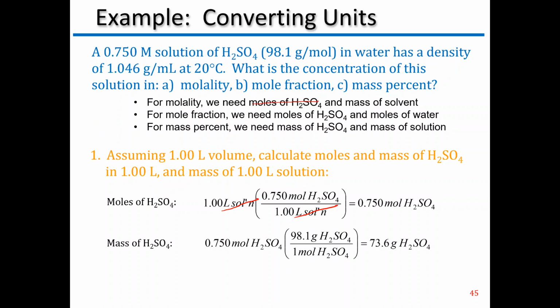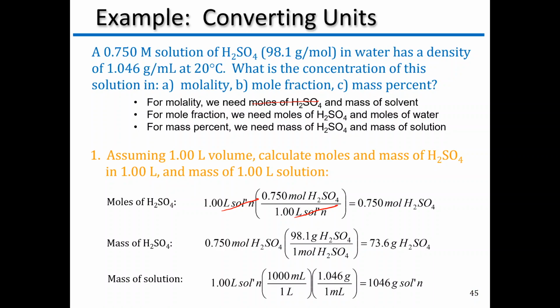Okay, so first let's find the mass of sulfuric acid. So that's as simple as converting moles to grams. So go through your molar mass, convert moles to grams. And why do we do that? So we want the mass of the solvent, but we just found the mass of sulfuric acid. Well, if 73.6 grams of the solution is sulfuric acid, the rest of the solution has to be the solvent.